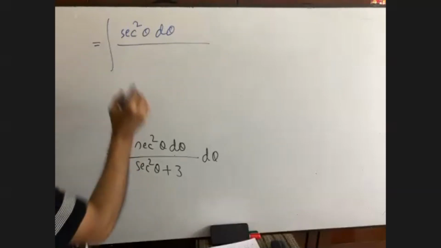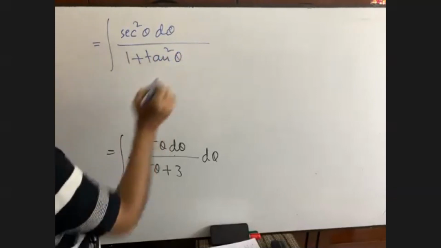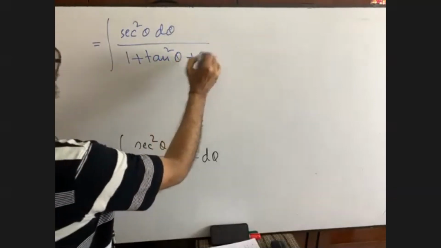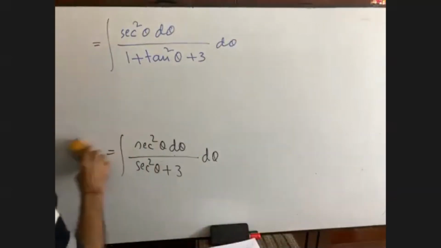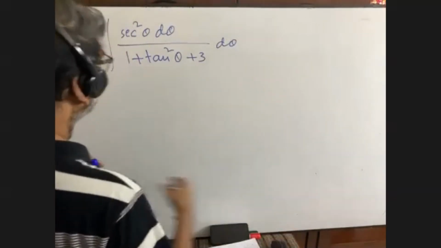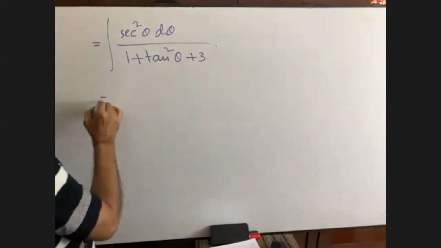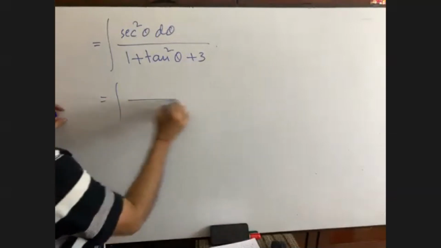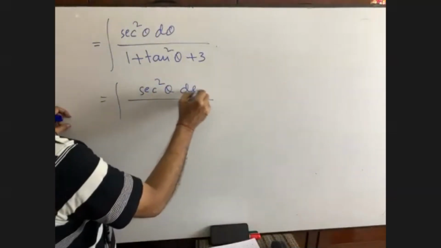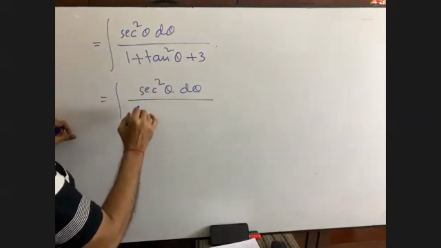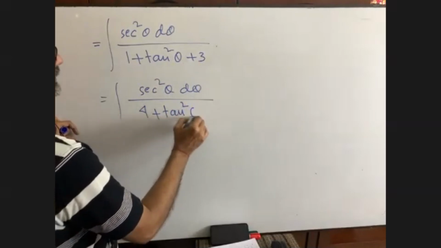It is what? Sec square theta equals to what? Let me know. 1 plus tan square theta plus 3, d theta. Okay. Is it? Of course, there will be one time, not more than one time. It is sec square theta d theta. It is what? Let me know. 4 plus tan square theta, right?